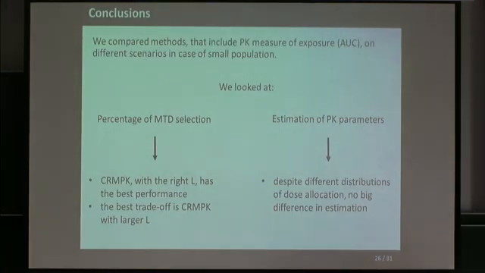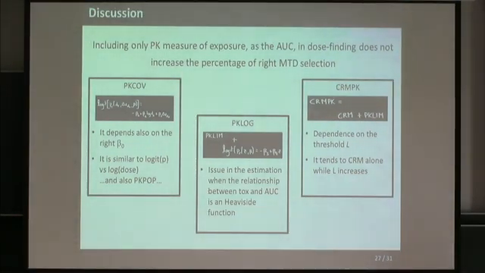So to summarize, I looked at the percentage of MTD selection and the estimation of PK parameters, and we say that including only PK measures of exposure like the AUC or similar, Cmax, doesn't increase the percentage of right MTD selection. And for example, PK curve has the problem that you need to choose the right beta 0, and it is similar to the logic of P versus logarithm of dose, and this is also similar to PK pop, so they behave very similarly.